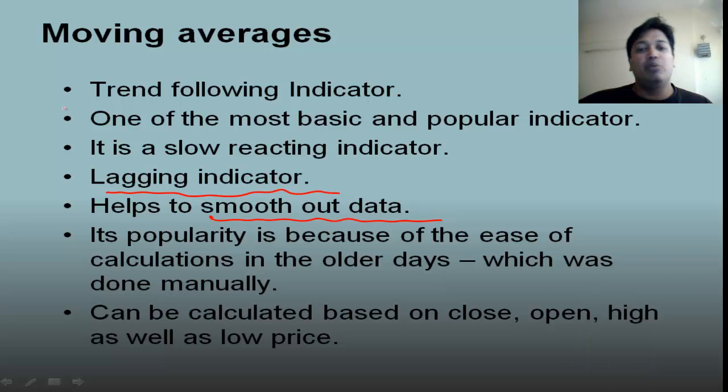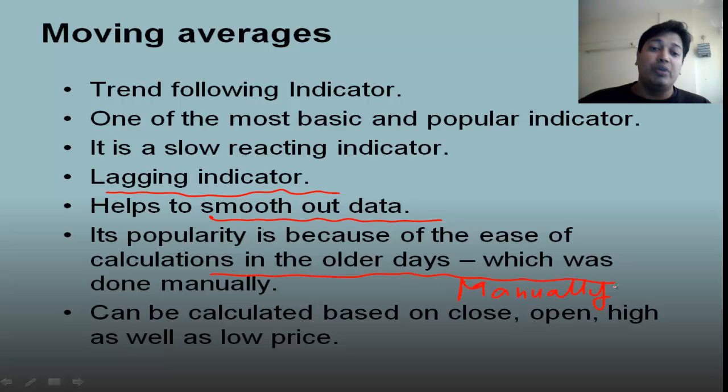The reason why moving average is very popular is because it is one of the easiest indicators to construct. It is one of the indicators which was constructed the earliest when technical analysis started. The reason is because the construction of it is easy. In the earlier days when you did not have computers, the plotting of the chart and the prices had to be done manually, and hence you needed an indicator where you could calculate it easily.